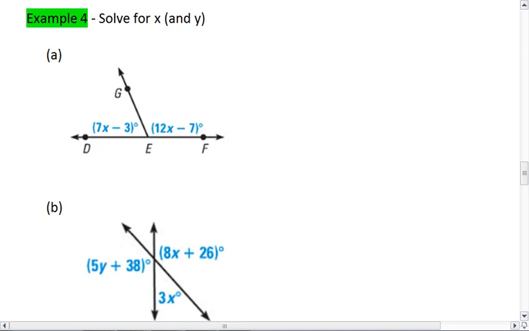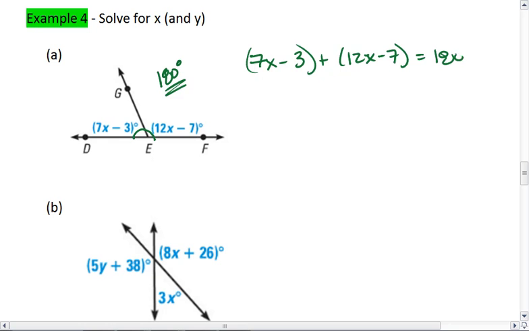Okay. Example A, we notice we have a linear pair, which means these are supplementary. They add to 180. So we use the left angle, and its measure is 7x minus 3. We're going to add the right angle to it, 12x minus 7, and this will equal 180.